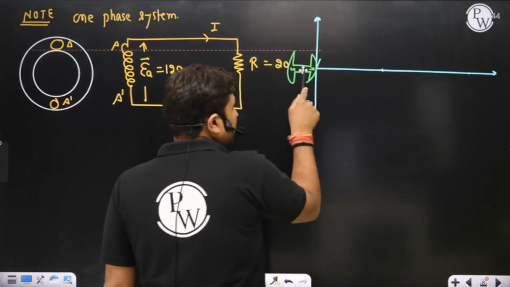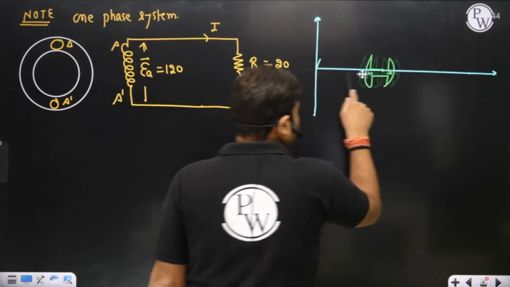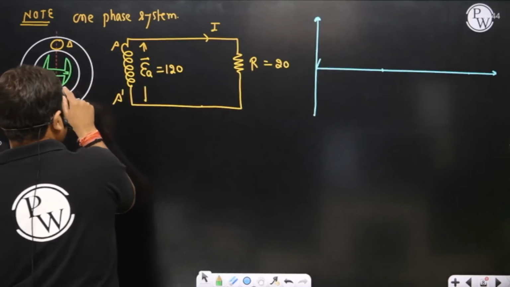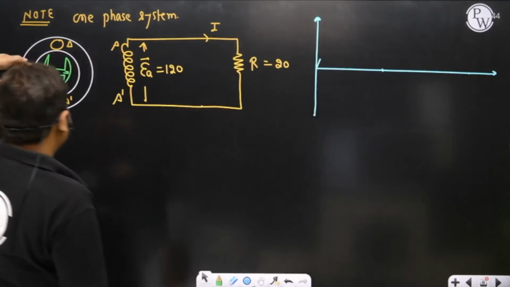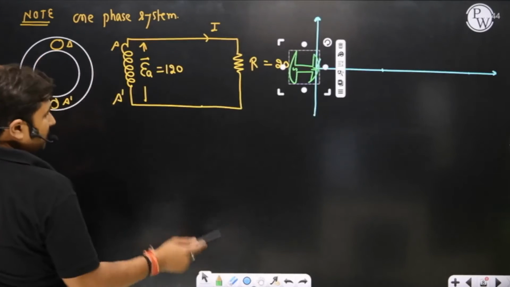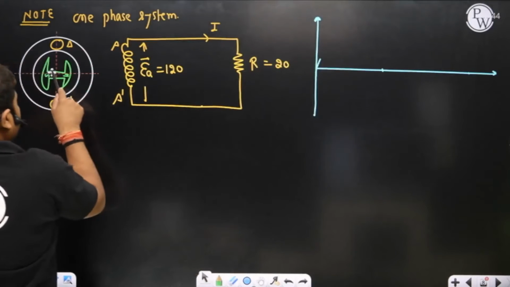In a time phasor, you can represent any parameter as a reference. So presently, I am taking the field axis as a reference. Is it okay? So this is your reference axis. At this particular time, there will be no induced EMF in A and A dash.